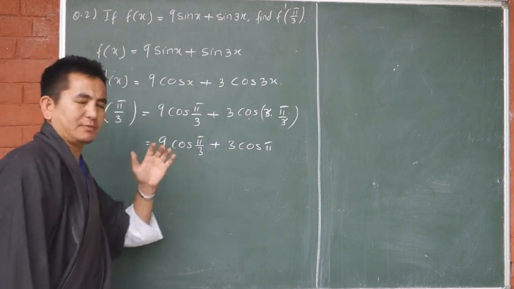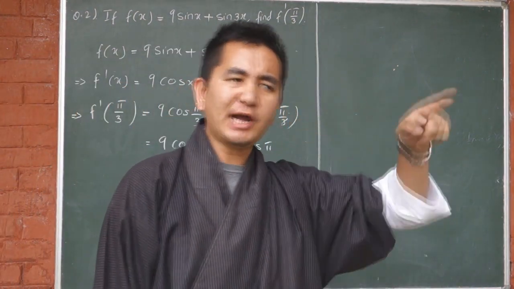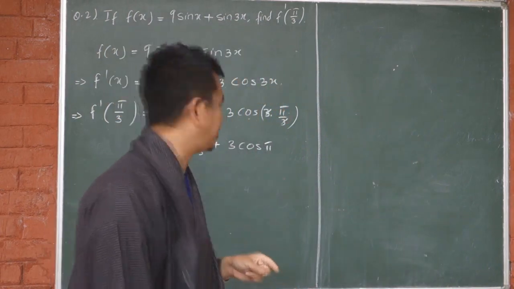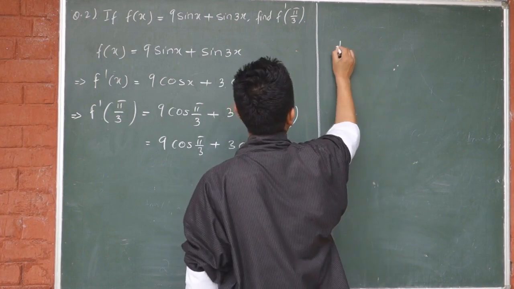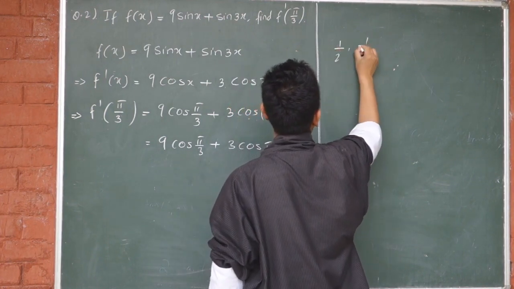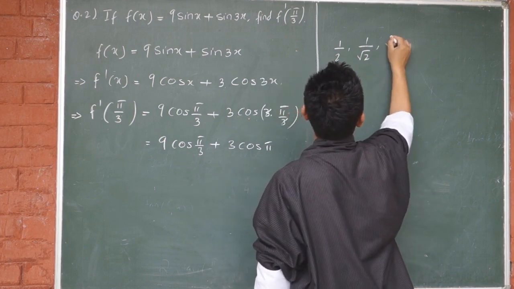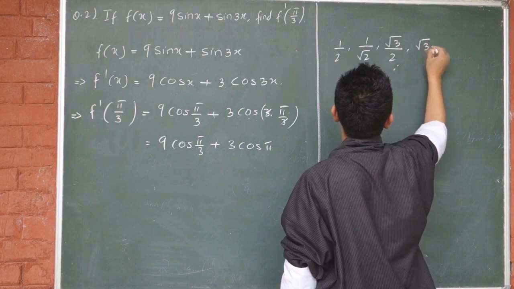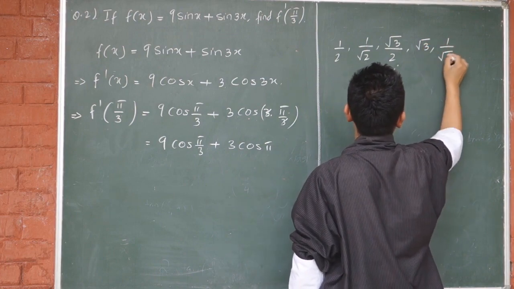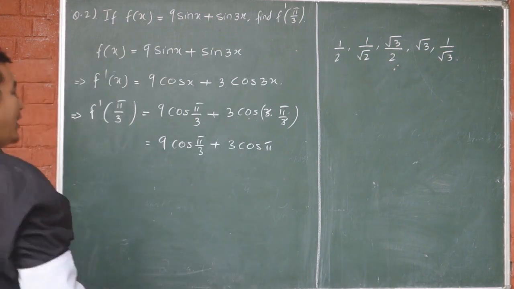After this, usually students forget the table. Students forget that trigonometric ratio table, okay? What you can do here, a very easy method, is to remember these values: 1 by 2, 1 by root 2, then root 3 by 2, then root 3, 1 by root 3. So you can just take the calculator and try to find the values.